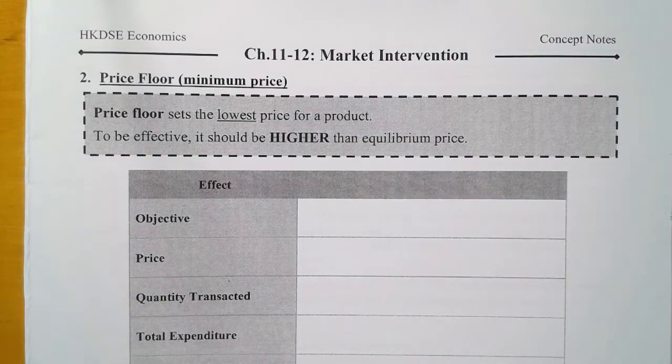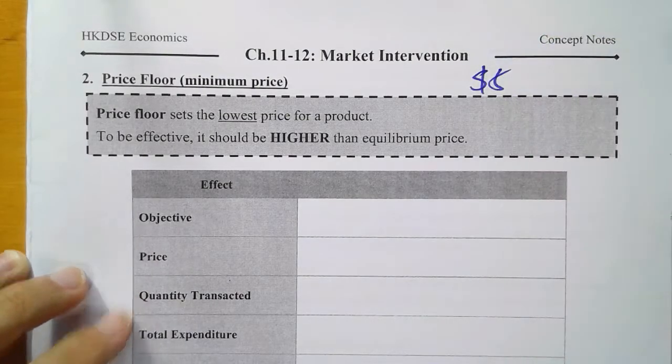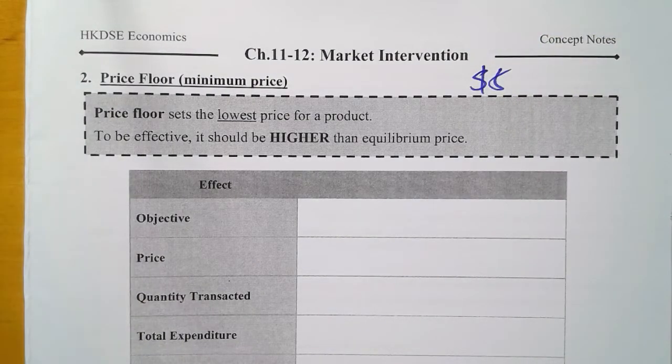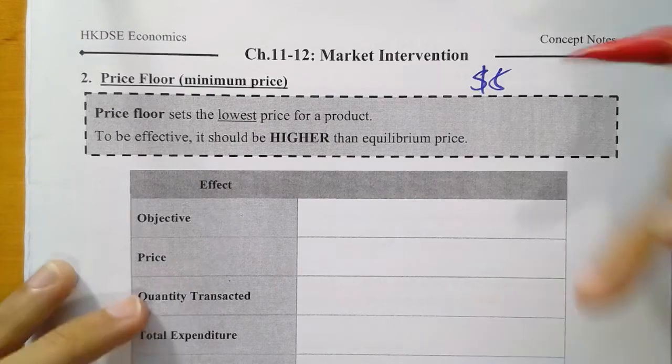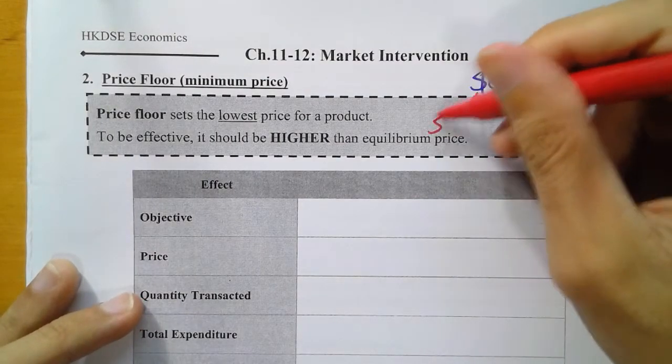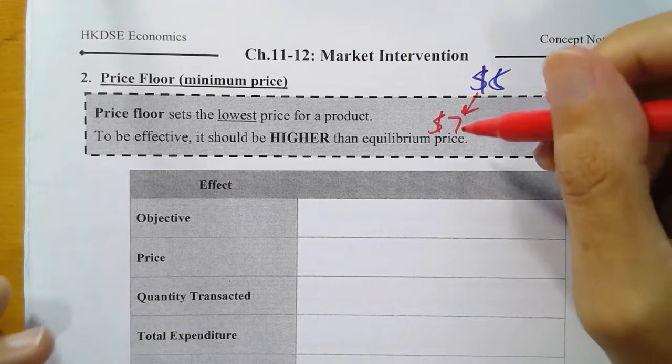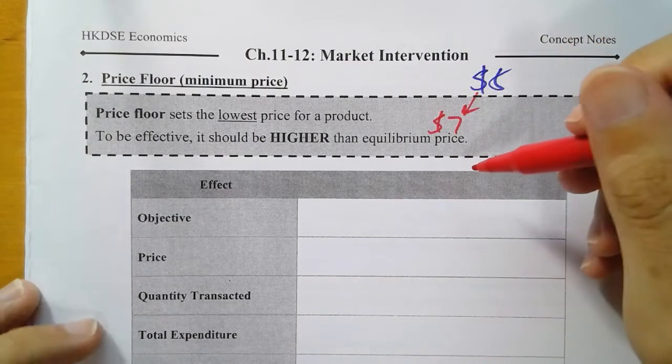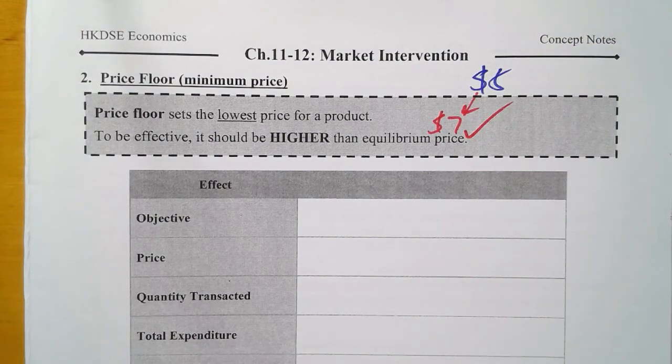For example, let's say again this pen. Originally $5. Right now the government says $5 is too cheap. The manufacturers can't earn anything, so they close down and we don't have pens to use, which is bad. So instead of $5 they say now you need to sell it at least $7. Obviously this is useful, right?